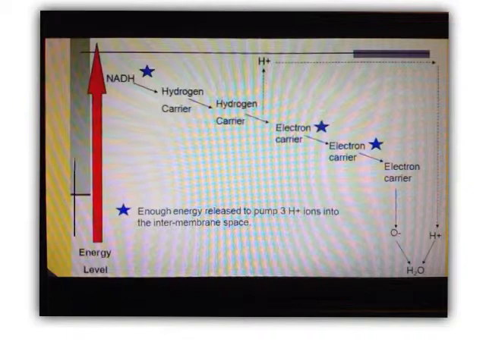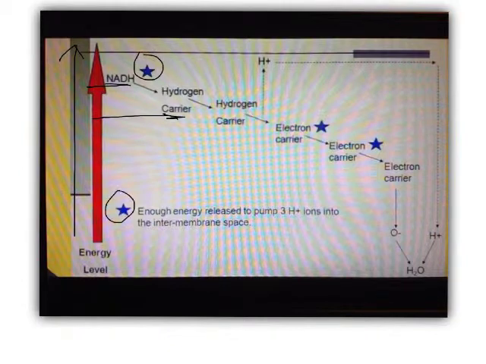If you imagine this is an increase in energy level up here, and what you've got is NADH coming in, which is a carrier with hydrogen attached to it. It's quite a high energy molecule with this hydrogen attached to it, and what it's doing is it's basically passing the hydrogen onto another hydrogen carrier. Again, you don't need to know all the names of them, but you do need to know that this second hydrogen carrier is at a lower energy level than the first one. So as that's passed down, I put this star here because enough energy effectively is released to pump 3 hydrogen ions into the intermembrane space.